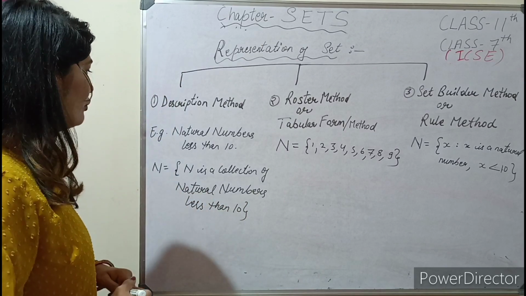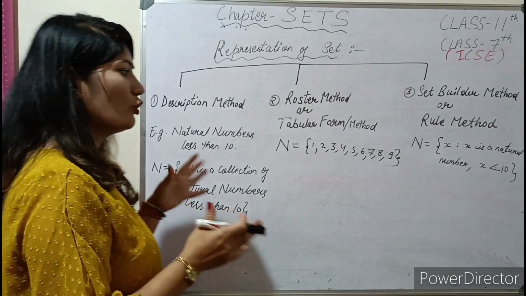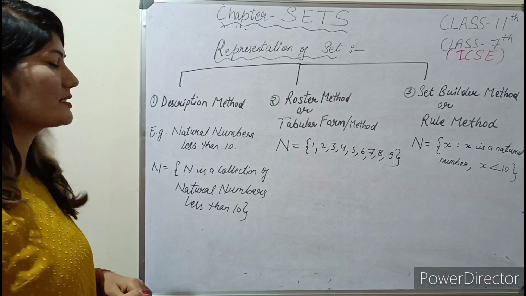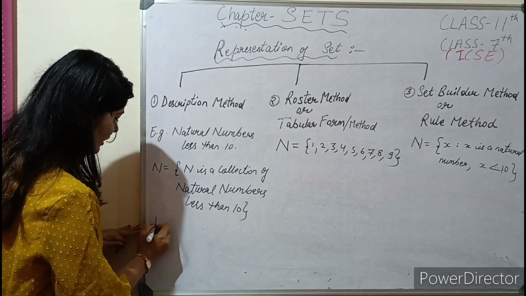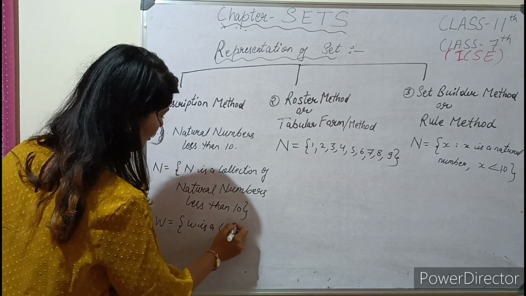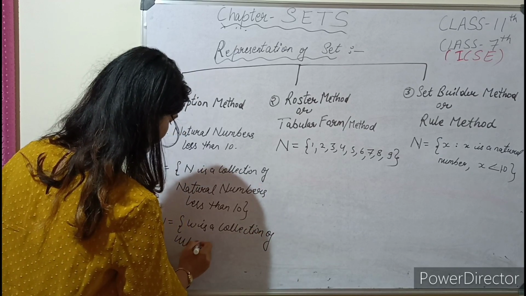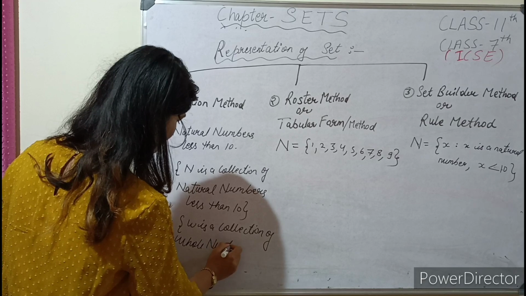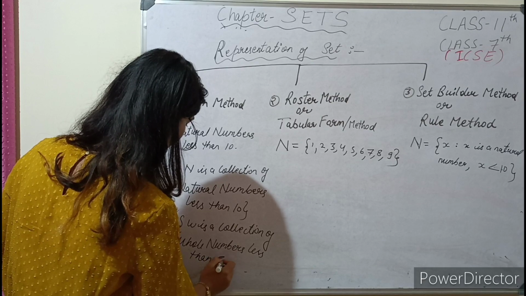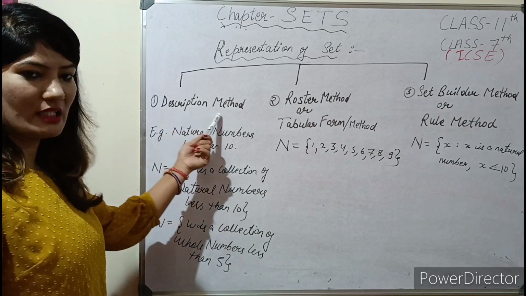Now if I take one more example, whole numbers, you have to write the whole numbers less than 5. If you have to write the whole numbers less than 5 in the description method, you will write in this way. W is a collection of whole numbers less than 5. So this is the way to write the whole numbers less than 5 in the description method.